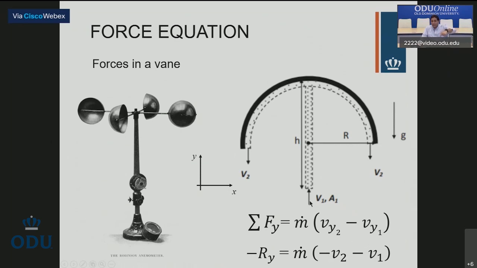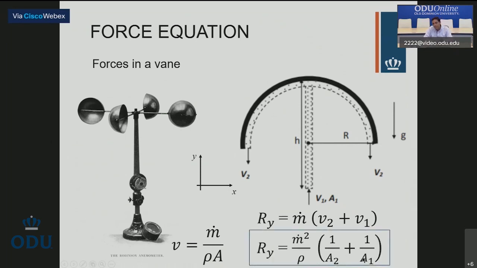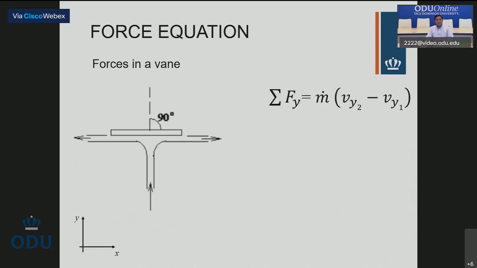Minus V1, but then the negative comes from the equation, and V1 is pointing upward, so it's positive and remains like that. Now I use my knowledge that velocity equals m dot divided by density times area, and this is what I get, my friends. So this is the area of the fluid right here and right here. That is that little tiny area, and this area is this area right here. Keep that equation in your minds for a second.